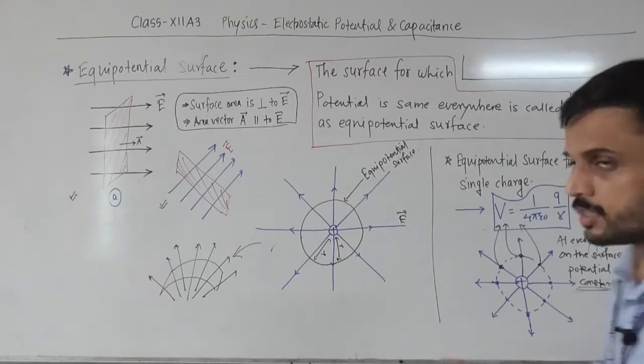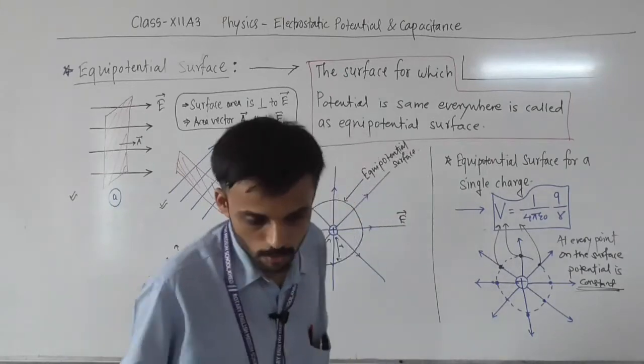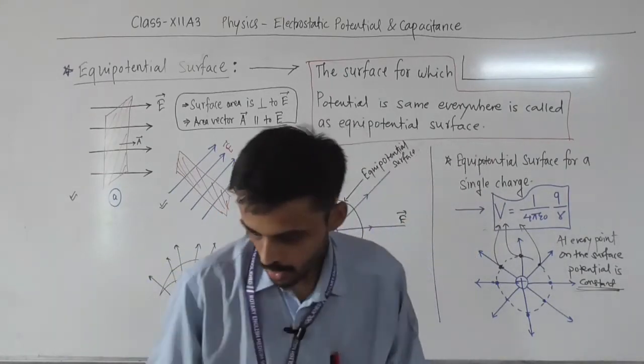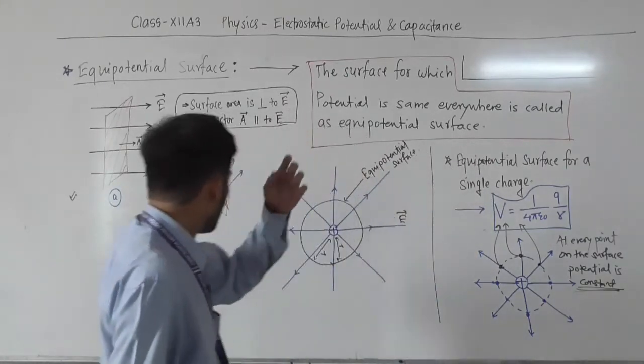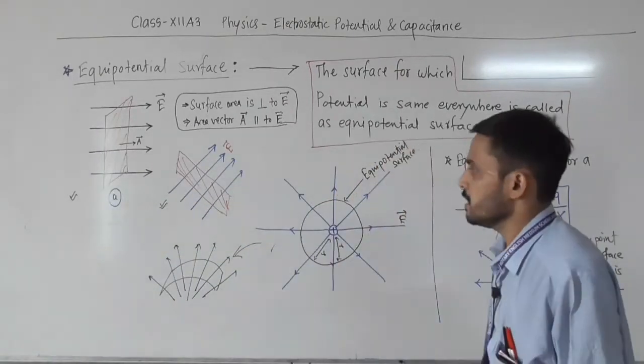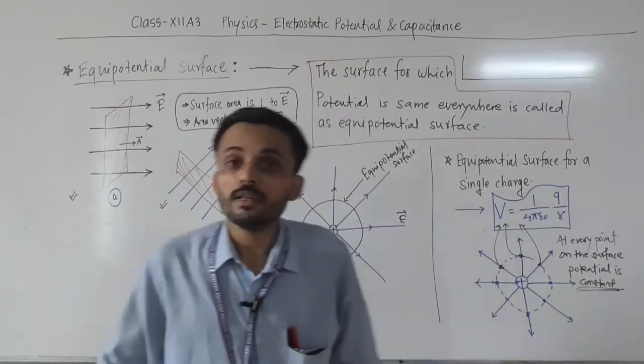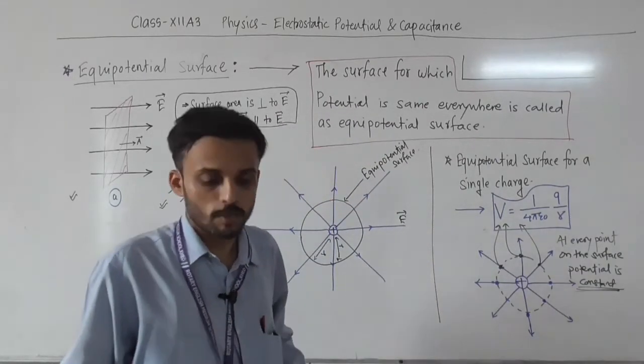I will suggest you to note this down. Now we will go further. Now, secondly, already we have drawn the equipotential surfaces. Okay. Now we will go for properties of equipotential surfaces.